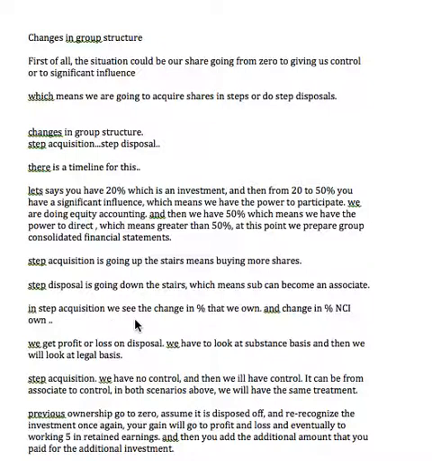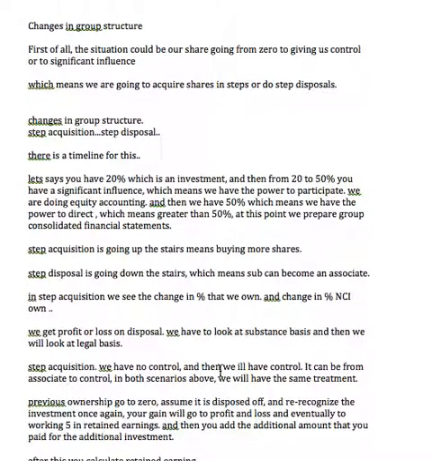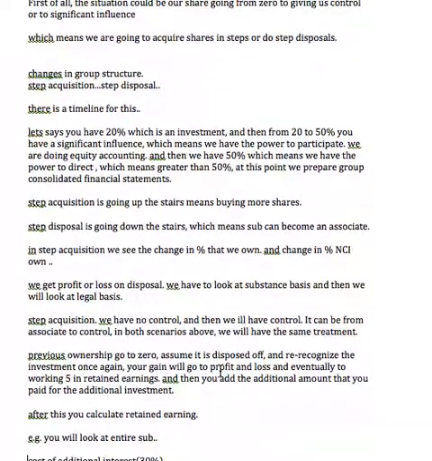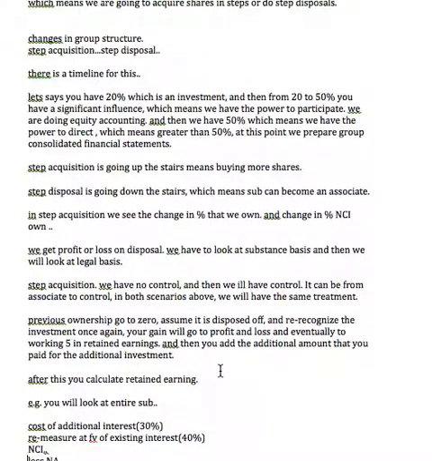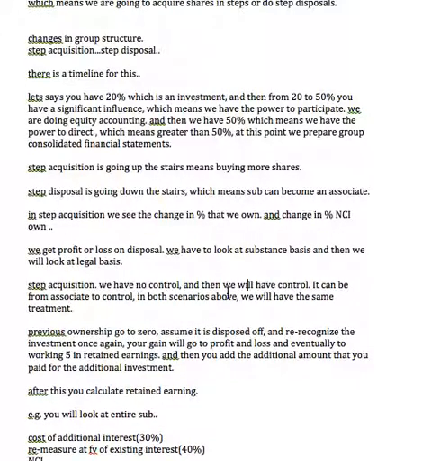In step acquisition, we see the change in percentage that we own, and we get a profit or loss on disposal. We have to look at the substance basis, and then we look at the legal basis. In step acquisition, we have no control, and then we will have control. It can also be from associate to control. In both scenarios, we will have the same treatment.